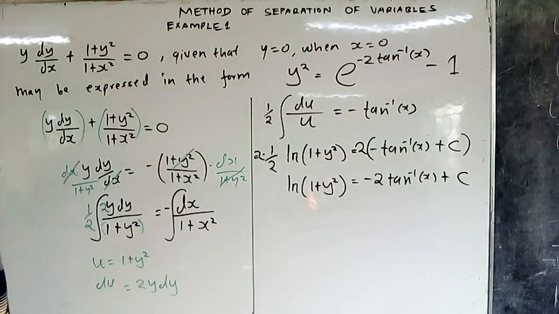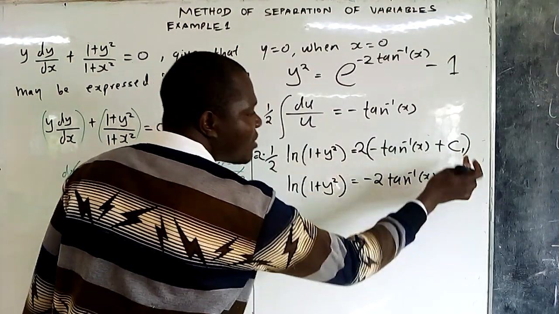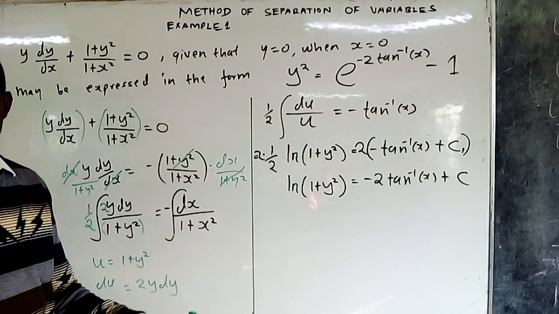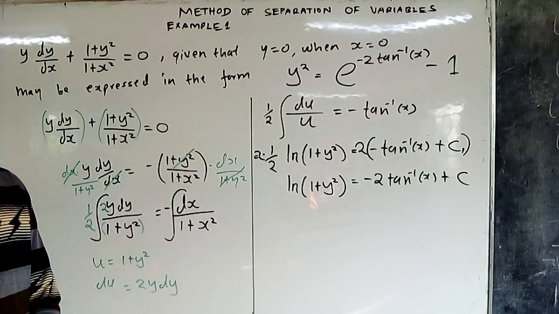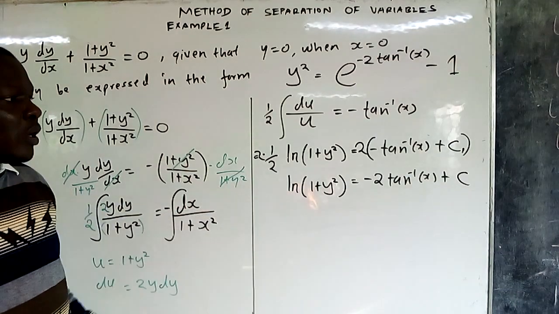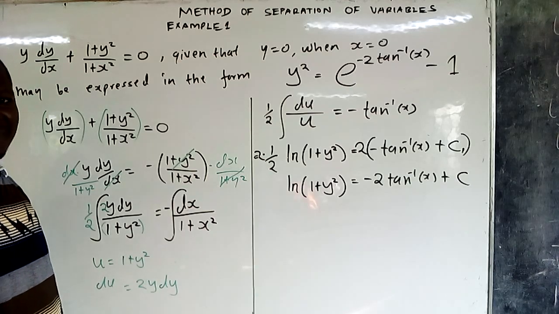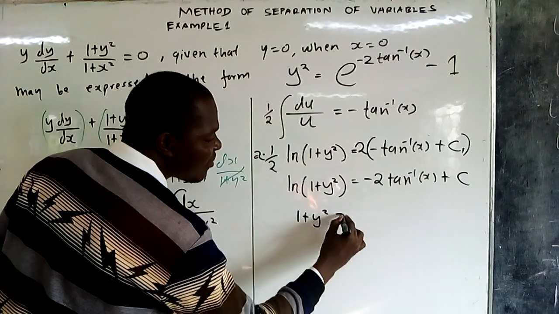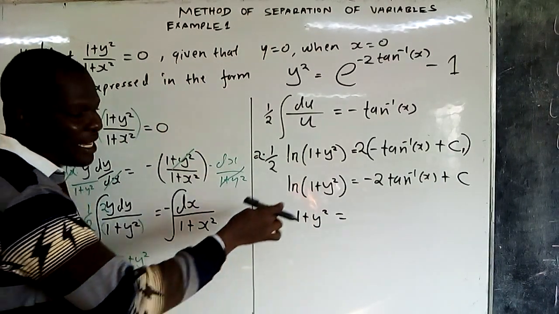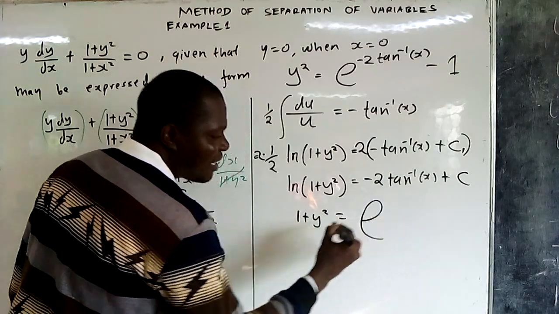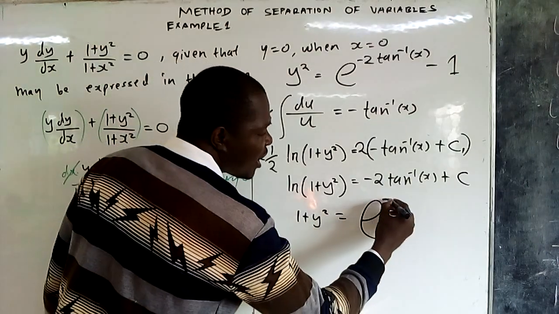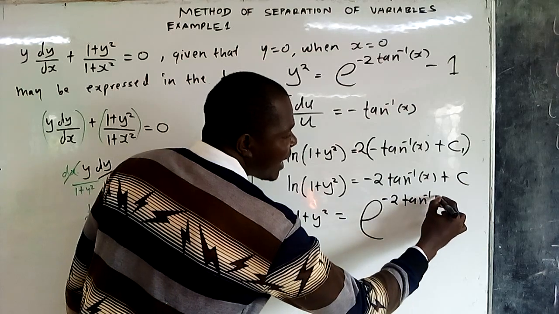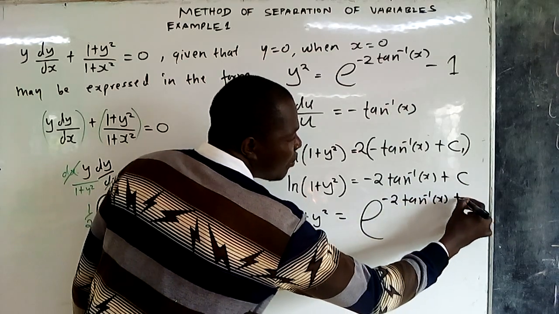It is still just that constant, because a constant is a constant, isn't it? Even if you say this is c1, then 2 times c1 is another constant c. So the constant will always remain a constant. Having done that, the next thing is to get rid of the ln. When ln goes to the other side of the equation, its inverse is the exponential function. So we get exponential of negative 2 tan inverse of x plus c.